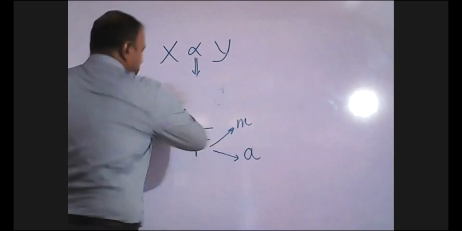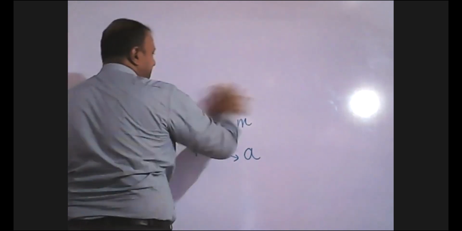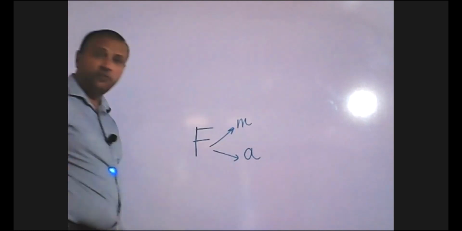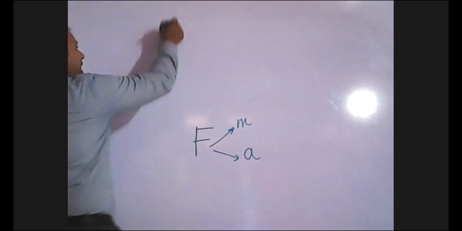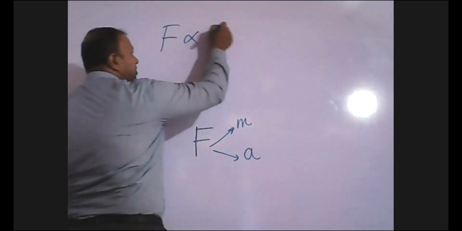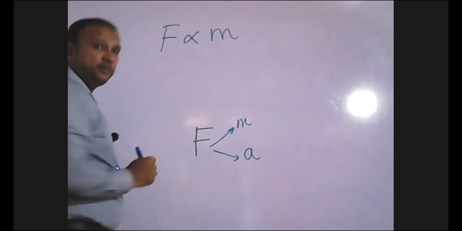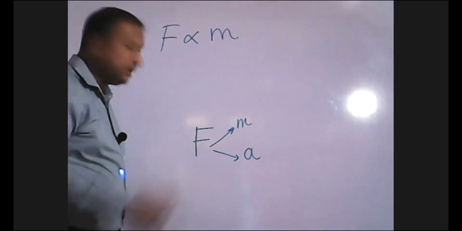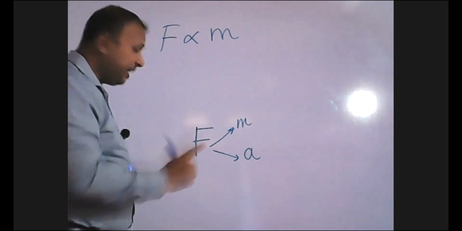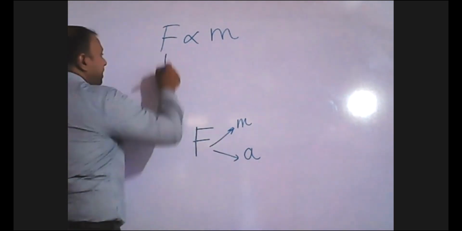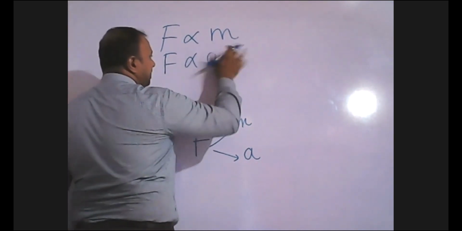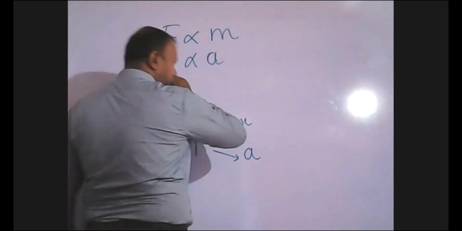So we are given the force is directly proportional to mass. So I can write that F is directly proportional to mass. The second data is F directly proportional to A.